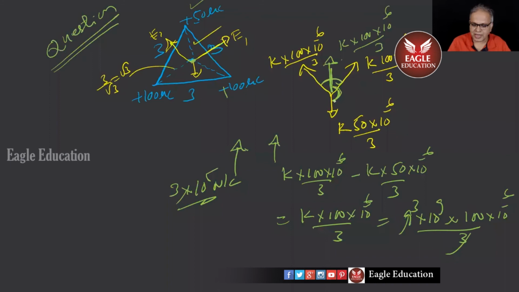That is the idea. Sir, I understood that we need to subtract, but the calculation I'm not able to understand. After subtracting, it is still K into 100 into 10 power minus 6 by 3. Arre, make it 50. Actually I don't do so much calculation. I was just trying to make you understand this. All right, do the proper calculation.